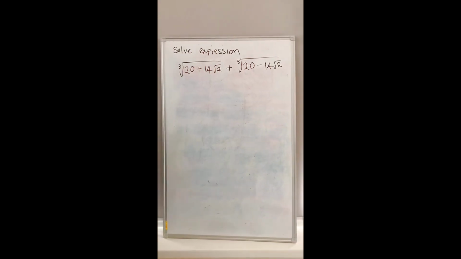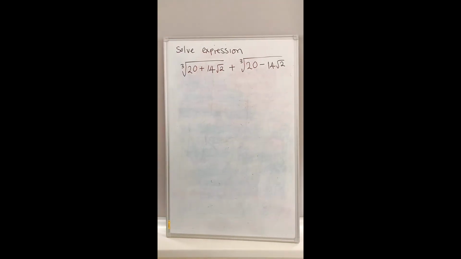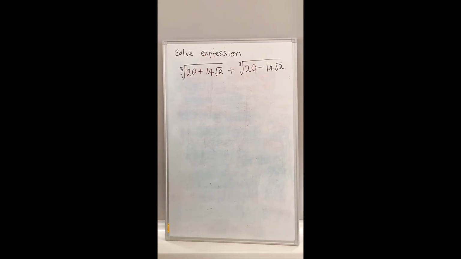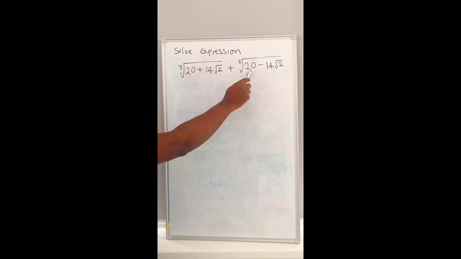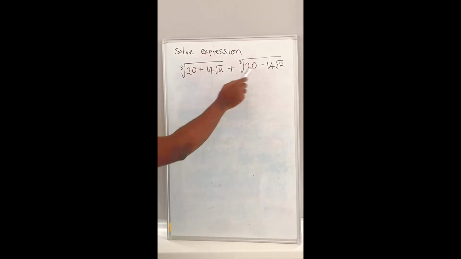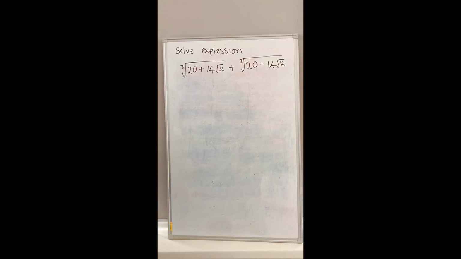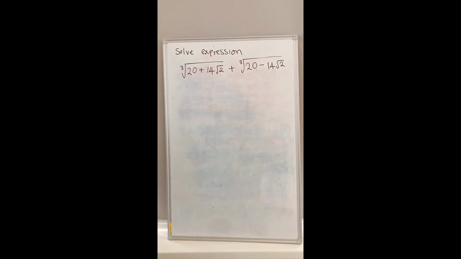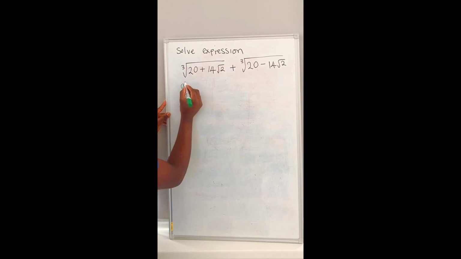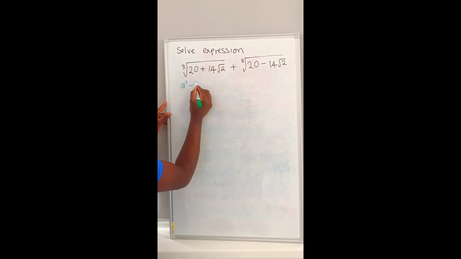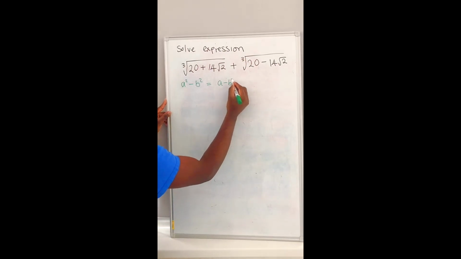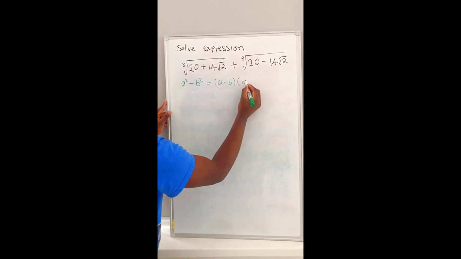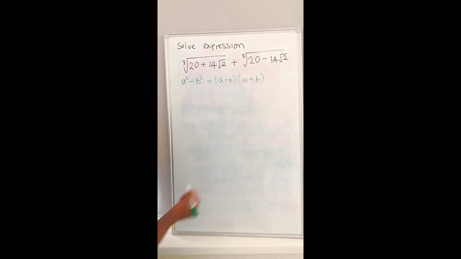Okay, we have another question which says solve the expression third root of 20 plus 14 square root of 2 plus third root of 20 minus 14 square root of 2. So looking at 20, 14 root of 2, 20, 14 root of 2, the only difference is these two signs. I can predict that this is the difference of two squares. What do I mean by difference of two squares? I mean the equation should be something like a squared minus b squared. This is equal to a minus b in brackets and a plus b in brackets.